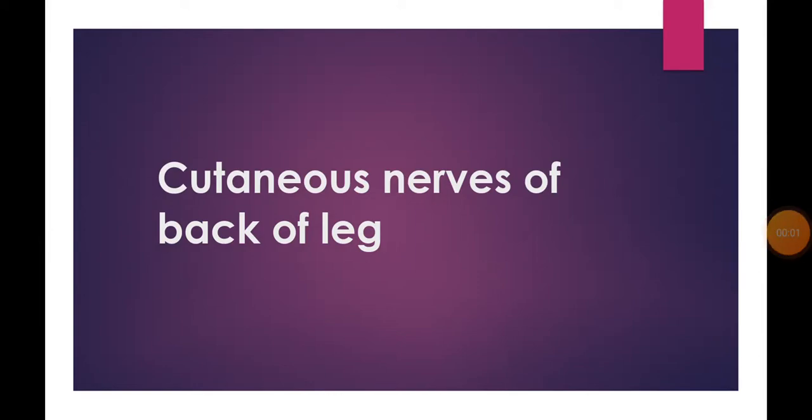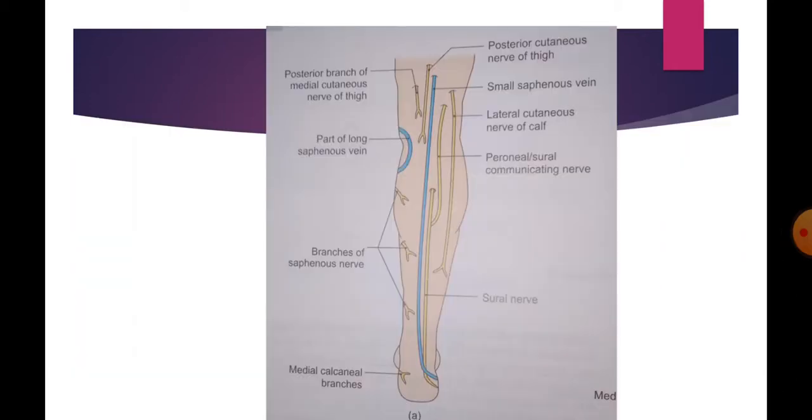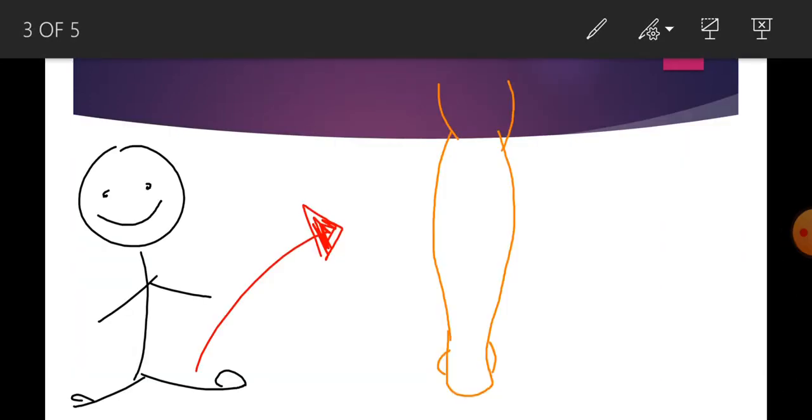Hi friends, today's video is about cutaneous nerves of the back of the leg. So the skin of the calf can be divided into three vertical areas. Suppose this is the calf, I am dividing it into three vertical areas: the medial, central and lateral. Roughly, there are two nerves for each area with an additional nerve for the heel.